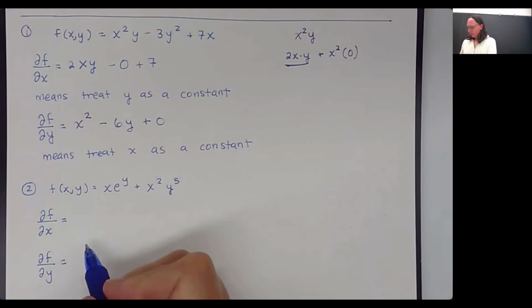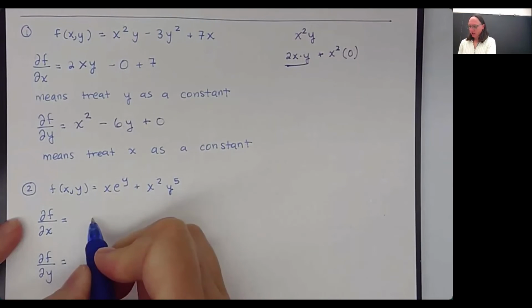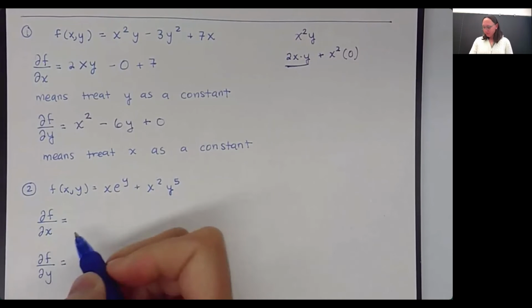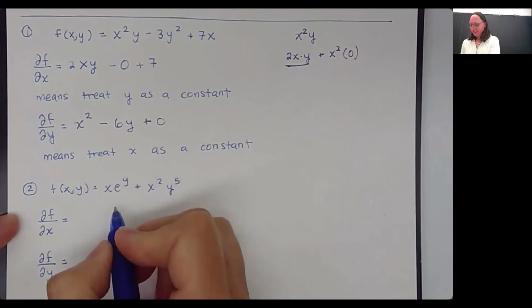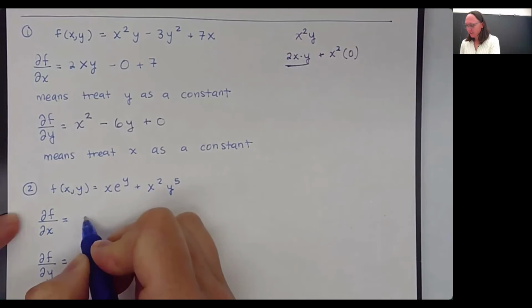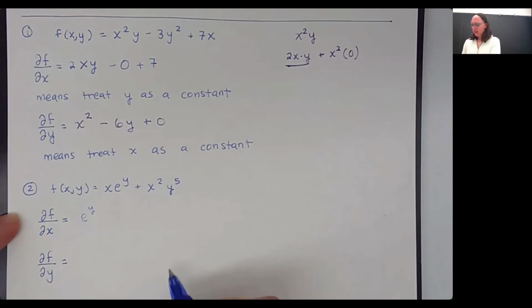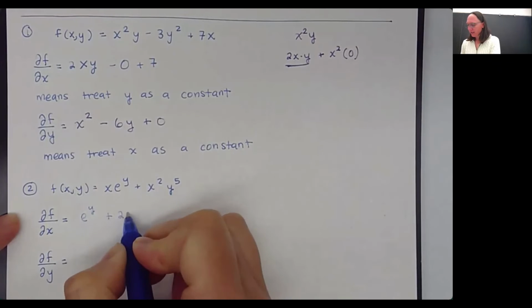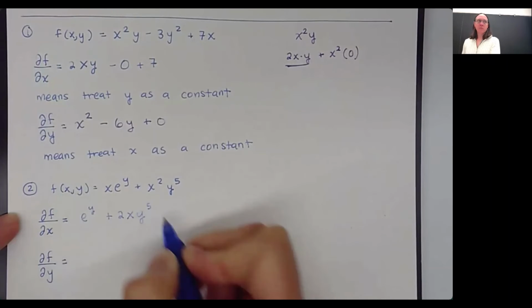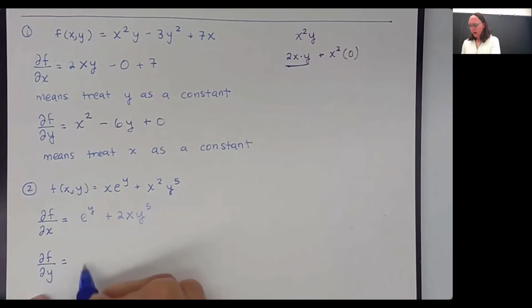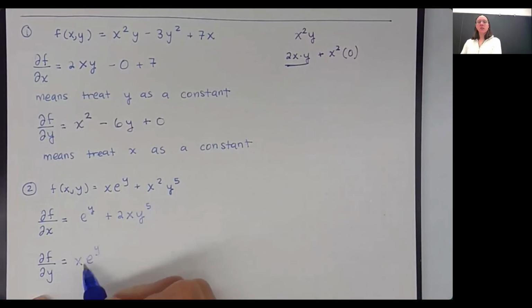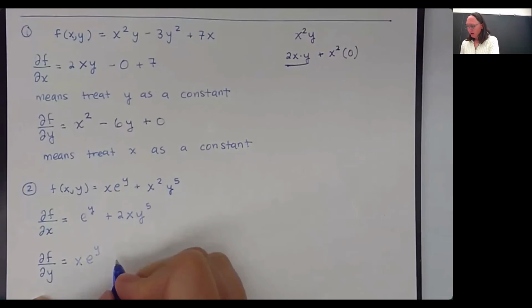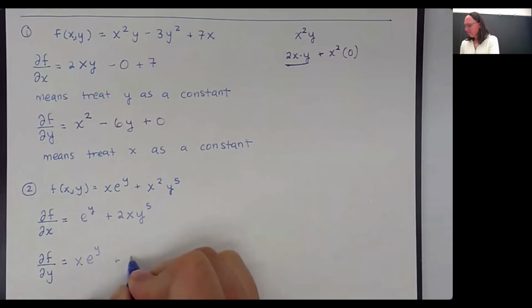Just to make sure we're on the same page here. So when I take the partial with respect to x, that means my e to the y is a constant. So a constant times x is just going to spit out that constant. And over here, I'll have 2x y to the 5th. When I take the partial with respect to y, I'll have x e to the y, because this time my x is the constant, coming along for the ride, plus 5x squared y to the 4th.